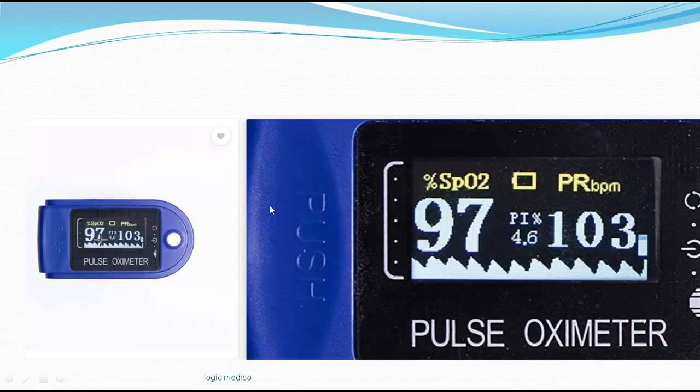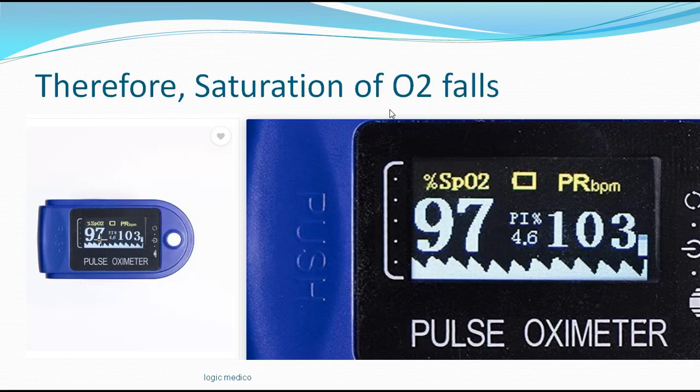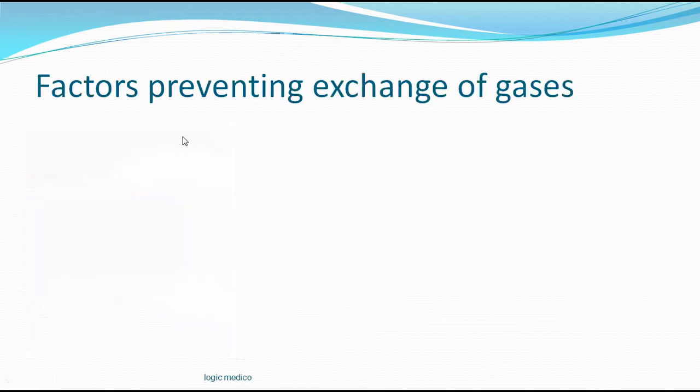In pulse oximetry, the initial value is the oxygen saturation, and the subsequent value is your pulse rate. Therefore, the saturation of O2 falls here. If it drops below 94, you have to do prone ventilation. That I will teach you in detail.